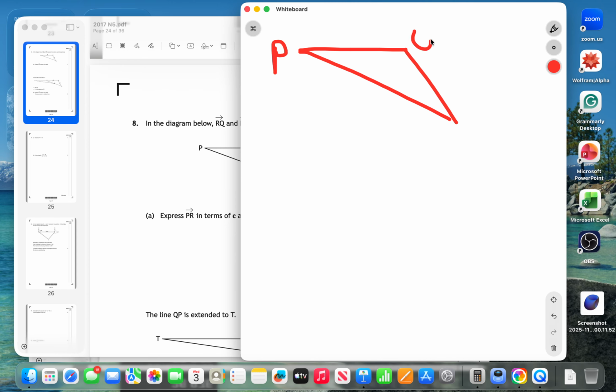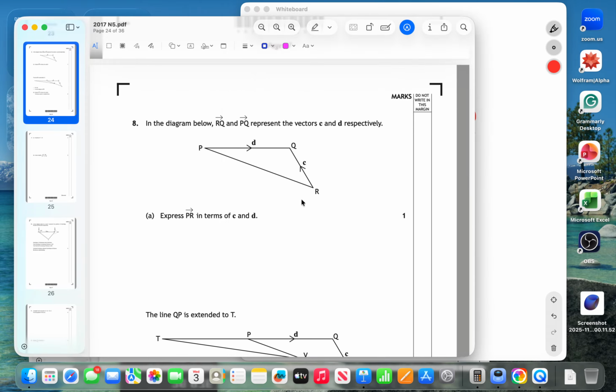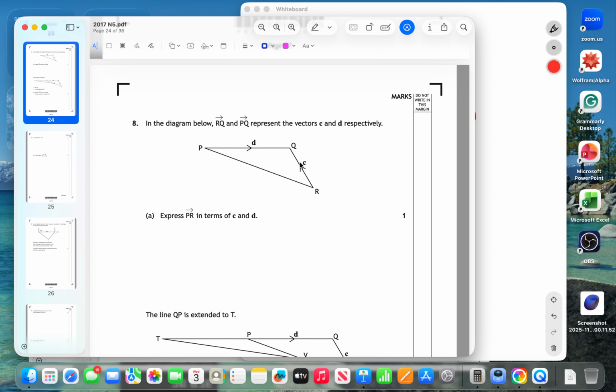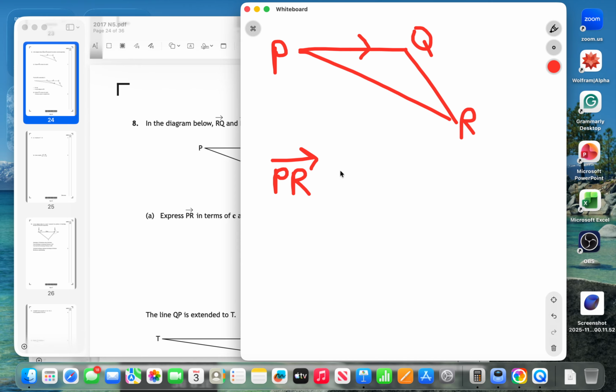So P, Q, and R. PR means that it's going from P into the direction of R. So you first have to go from P to Q and Q to R. The reason we have to do this is because we know PQ and QR in terms of C and D, and the question asks us to express PR in terms of C and D. So we have to use PQ and QR. PQ.